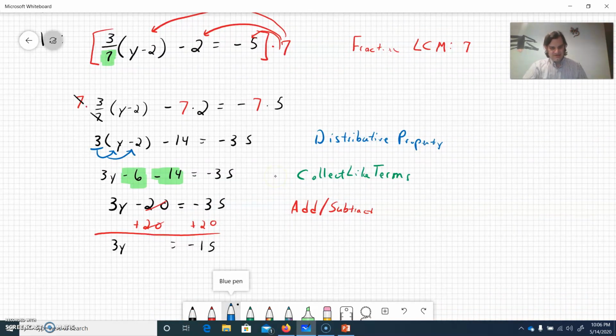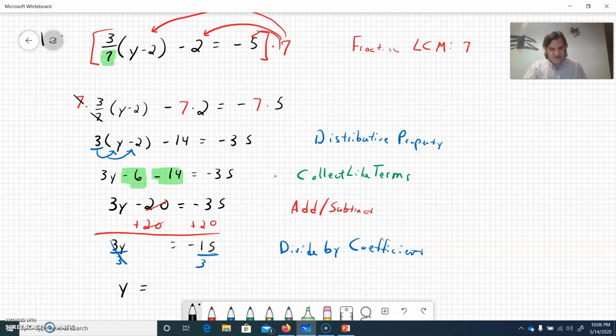So the last thing I will do is I will divide by the coefficient, which is what's in front of the y. So I'll divide by the 3 on both sides, which gets the y completely by itself. So I'll have y equals -5.